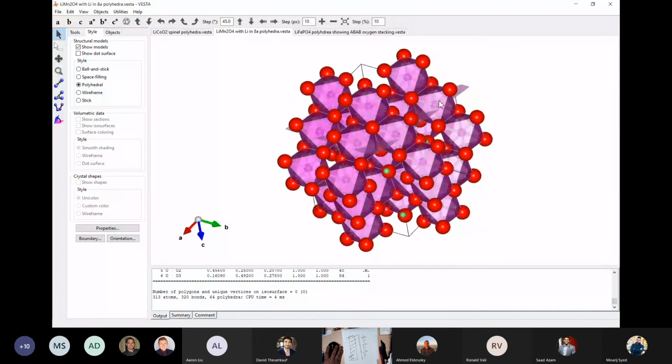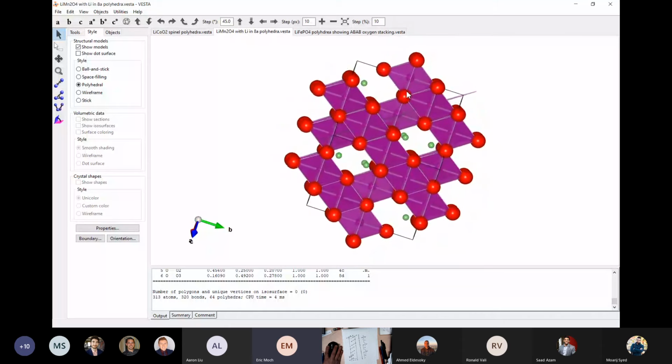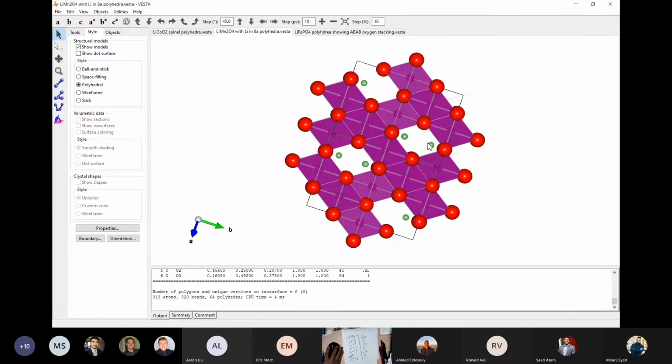And sorry, I didn't quite catch that, but you can fully delithiate this one. You can take all the lithium out. Correct. You can remove all the lithium, and then these tunnels are empty. Okay. And the structure is completely stable without the lithium inside.